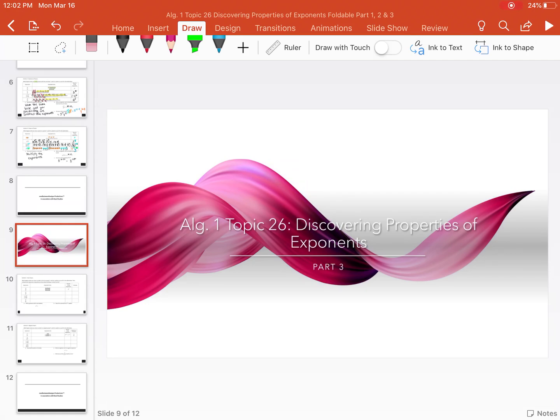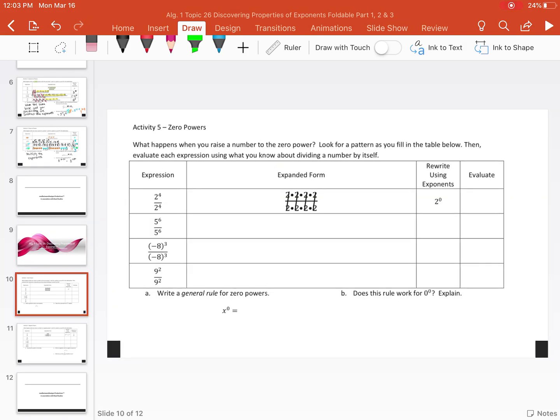So our final part 3 of topic 26, discovering properties of exponents, we're going to look into zero powers as well as negative powers. So here, what happens when you raise a number to the 0th power? Look for a pattern as you fill in the table below, then evaluate each expression using what you know about dividing a number by itself.